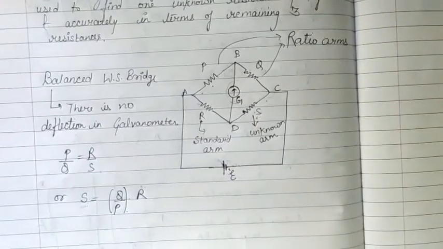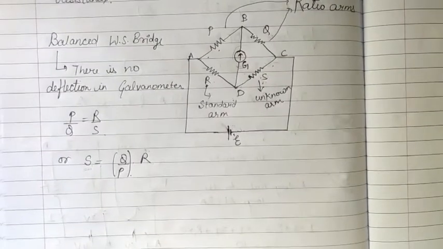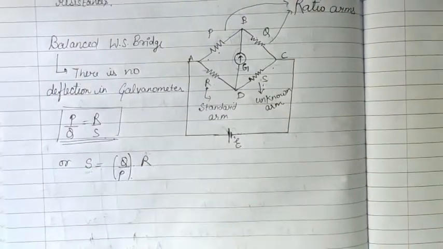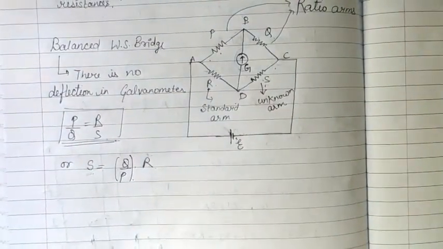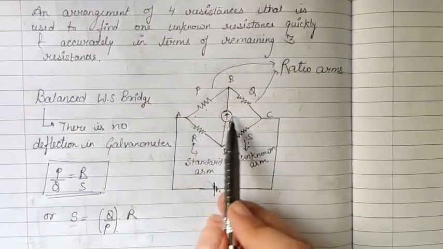So now we are going to find or derive this balance condition using Kirchhoff's law. To do this, we are going to apply Kirchhoff's law in the Wheatstone bridge in both the loops one by one.